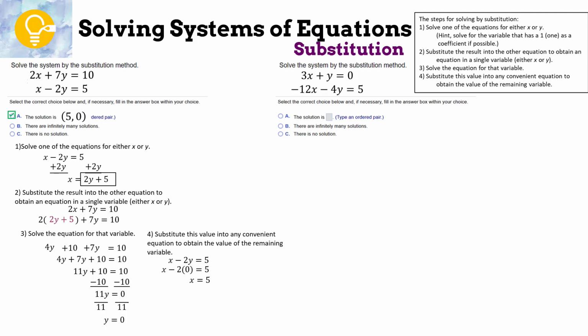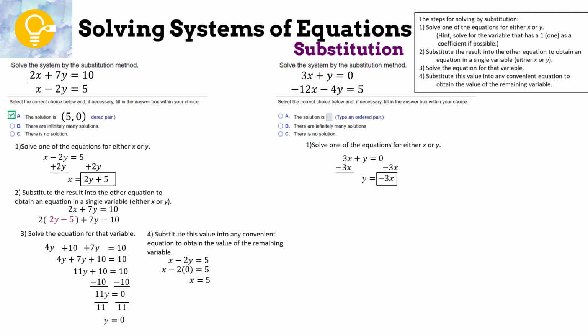Let's look at the next one. 3x plus y equals 0. Negative 12x minus 4y equals 5. First thing we have to do is look for a 1y or a 1x. Hopefully you see it right away. 3x plus y equals 0. We want to solve for y. I'm going to subtract 3x from both sides, so y equals negative 3x. You could also write y equals negative 3x plus 0.